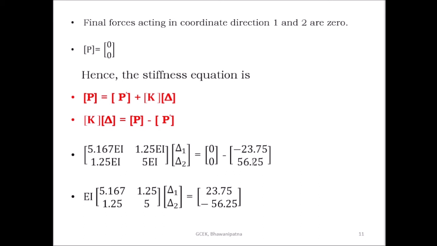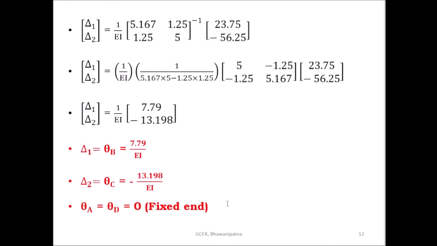Then after simplification of this expression, and by taking EI common here, EI times the matrix 5.167, 1.25, 1.25, 5, and this is the displacement matrix delta 1, delta 2, which is equal to the force matrix 23.75, minus 56.25. Then delta 1, delta 2 is equal to this expression. This expression is the inverse of the stiffness matrix, and this is the force matrix.